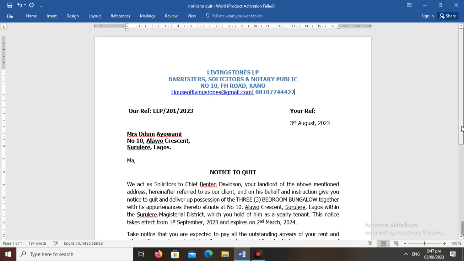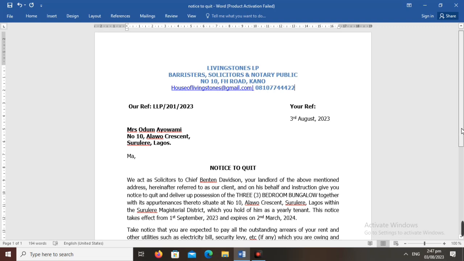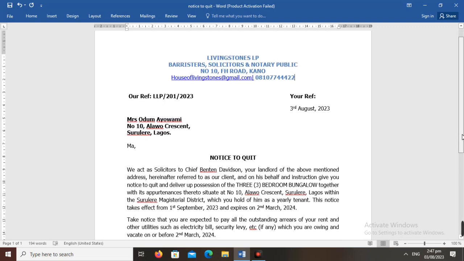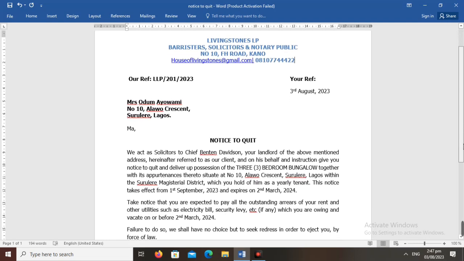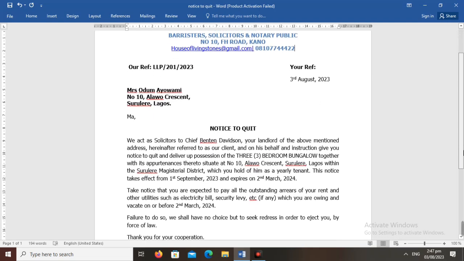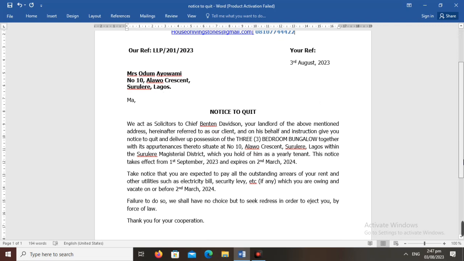You must spell it out, and then with its appurtenances. It's important to include this to show that any other thing that came with the property must be let go of by the tenant when the tenant is letting go of the apartment. So for instance, if it's a flat that came with a parking lot, a football field, an orchard, a garden, those are appurtenances that must also be left when the tenant is leaving the property.